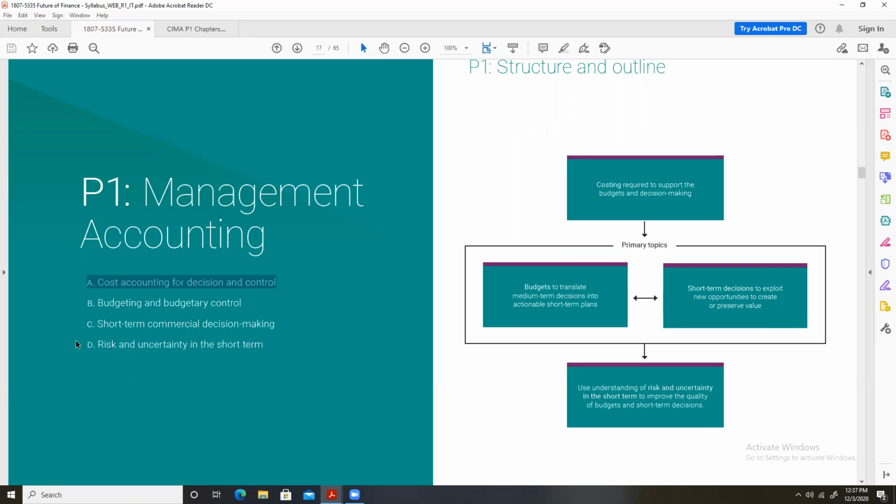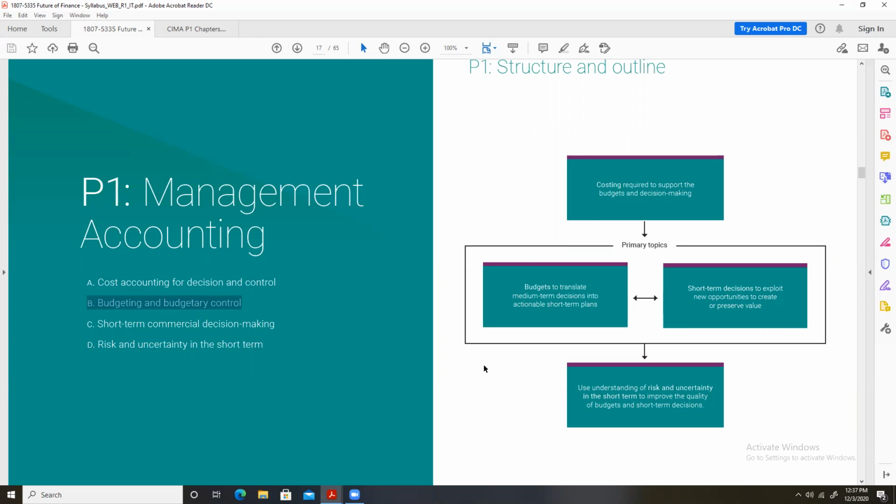The second part, budgeting and the budgetary control. This part is mainly about the budgets and how budgets are prepared and how budgets are actually used in management accounting.